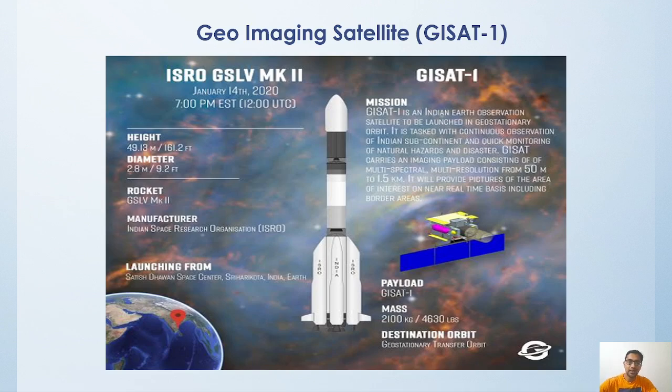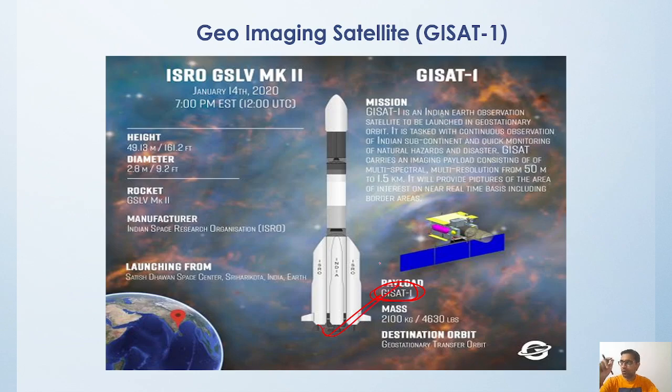So here you can see we have already sent this with ISRO's GSLV MK2 on January 14, 2020. The main thing is that it is an Earth observation satellite placed into the geostationary orbit, that is 36,000 kilometers from the Earth, and it has a mass of 2100 kg. The destination is geostationary transfer orbit, and the payload, what it is carrying, is geoimaging satellite 1.